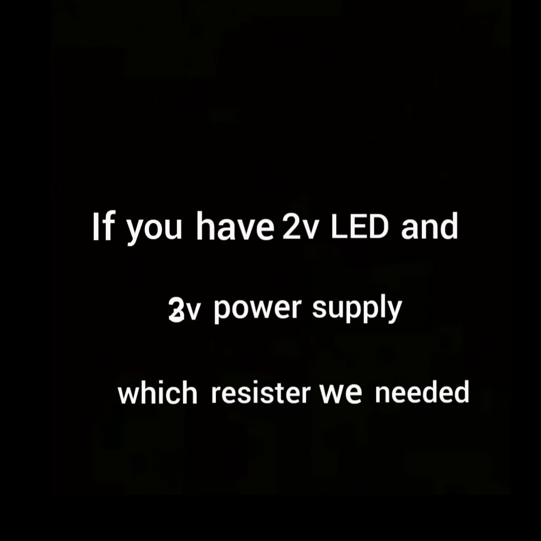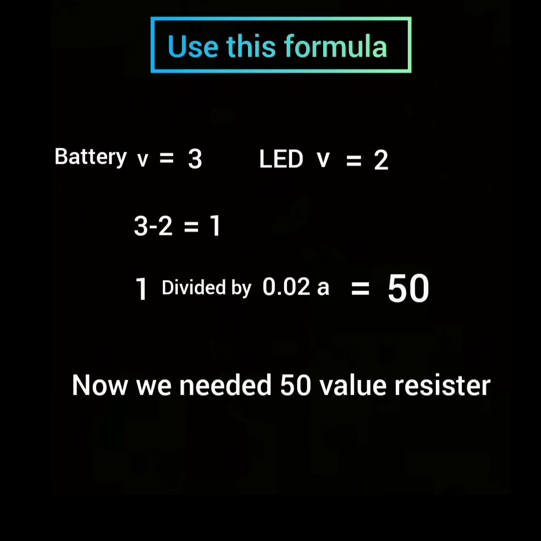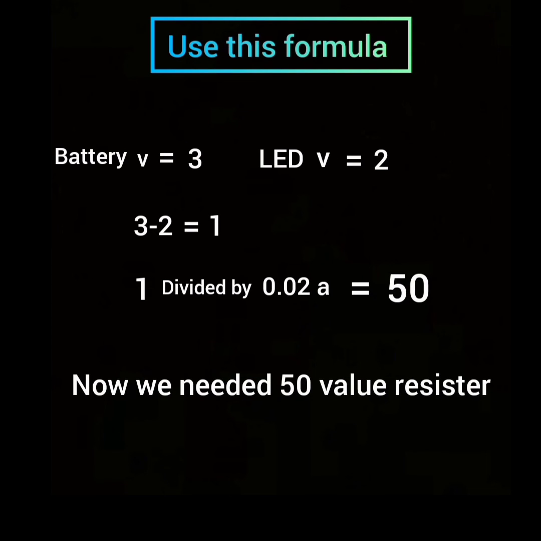You have a 2-volt LED and a 3-volt power supply. Which resistor do we need? Use this formula. Battery voltage equals 3. LED voltage equals 2. 3 minus 2 equals 1. 1 divided by 0.02 ampere equals 50. Now we need a 50-ohm resistor for the LED.